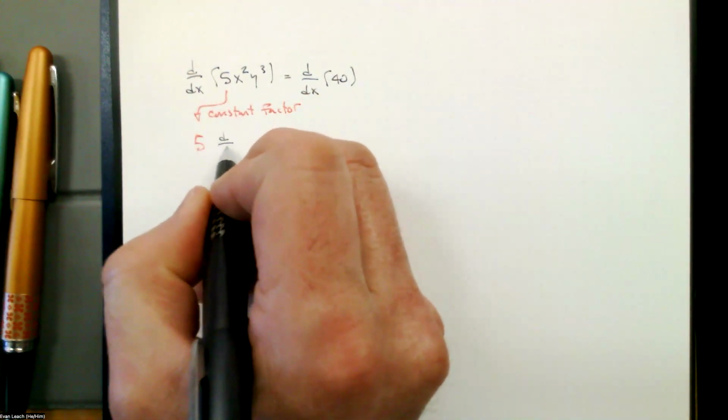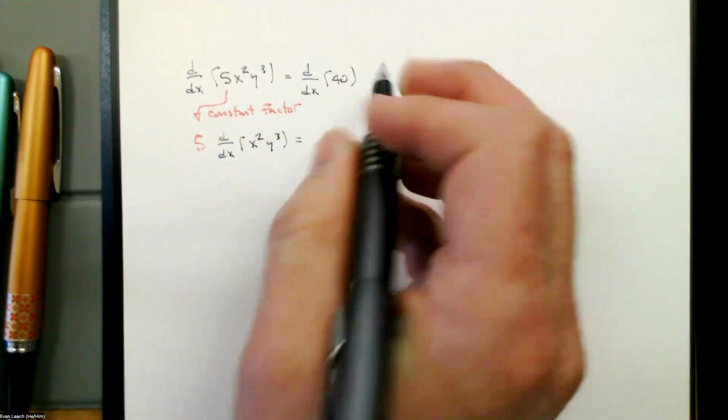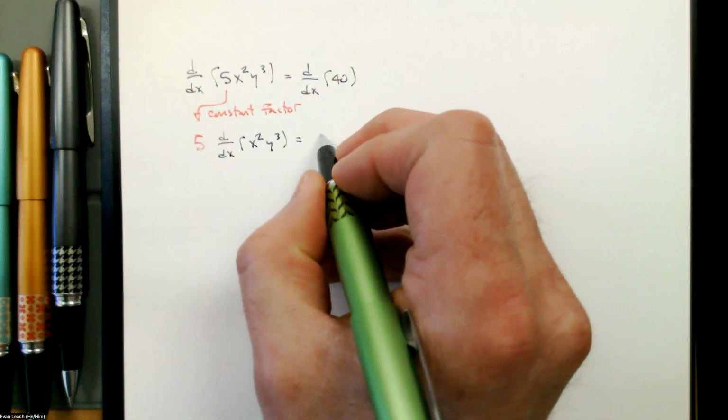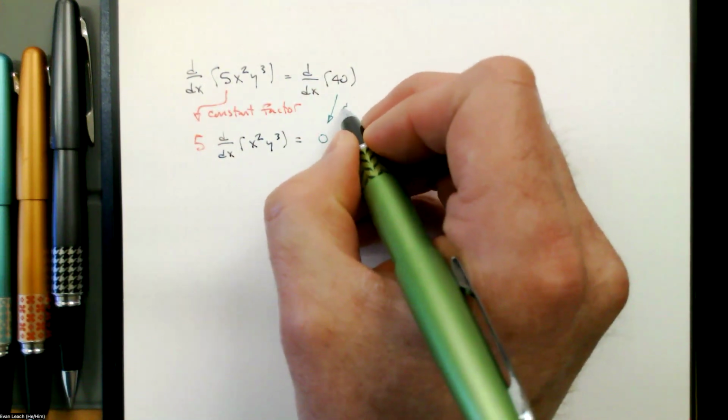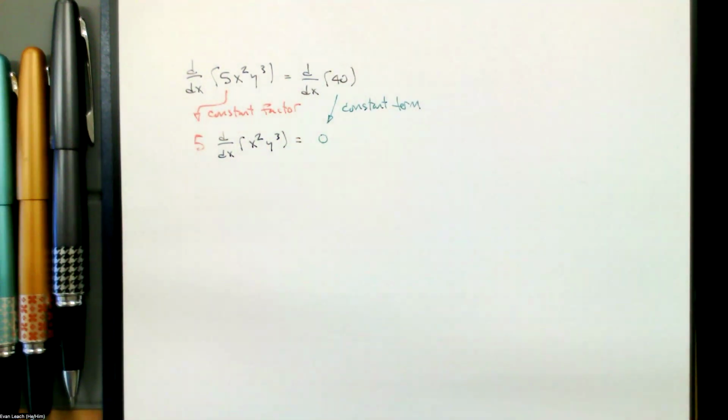So this would be 5 times the derivative with respect to x of x squared y cubed. The derivative of 40 with respect to x is 0, because 40 is a constant term. I also have the bad habit of saying things like the derivative of a constant is zero, but not if it's a constant factor. So we have to distinguish. The derivative of a constant term is zero. The derivative of a constant factor gets carried.